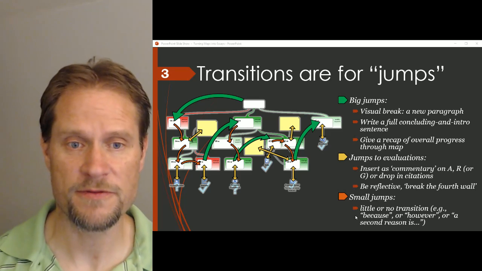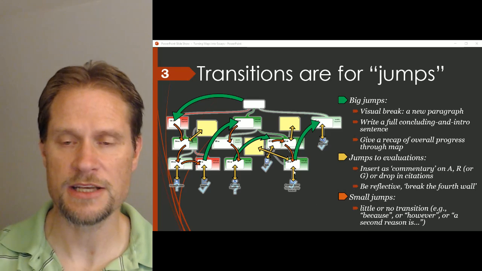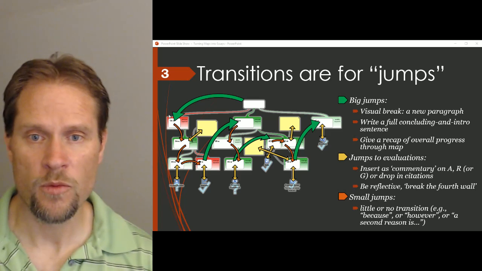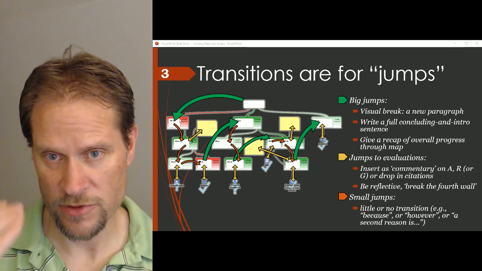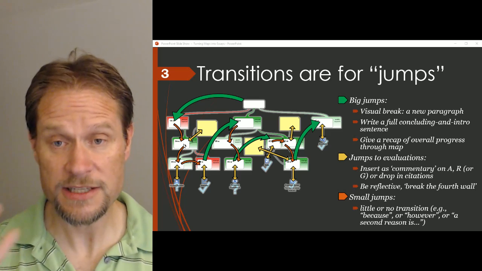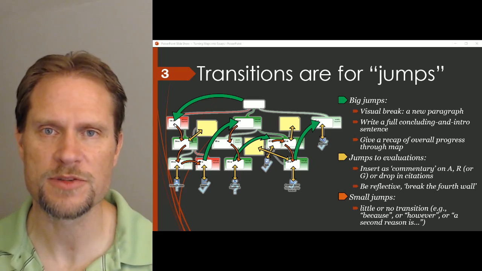These are those indicator words that we were using to break up arguments into maps in the first place, right? Words like because or however or a second reason is, all of those things, we're going to add them in here. So here, we present the objection claim. Why would people think that? Because of this. You could actually say that in an essay. Why would people think that? Question mark, bam, here's some support, right?